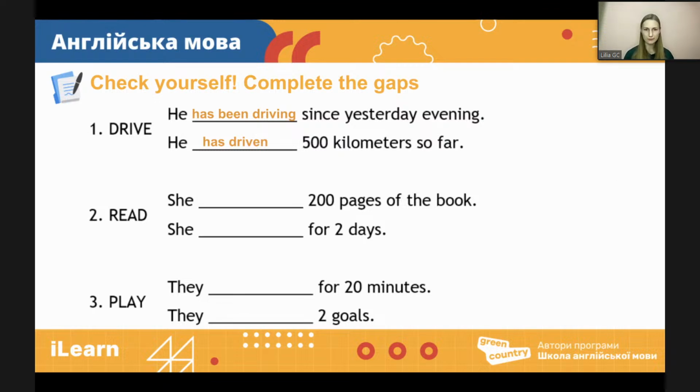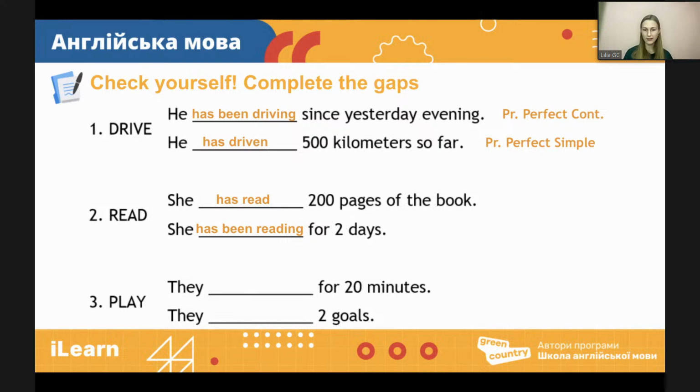What about read? She has read 200 pages, a result that can be measured. And number two, she has been reading for 2 days. Вона читає, like in present, for 2 days. But we have some knowledge when it started in the past. And she has read, вона прочитала, for this moment, 200 pages.